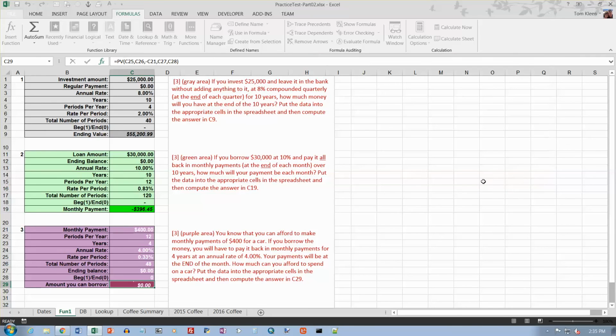And click on OK. And it turns out that if you can borrow money under these terms, and that's all you can afford to pay is $400, then you can borrow up to $17,715, and you'll be able to pay it all back in 4 years.